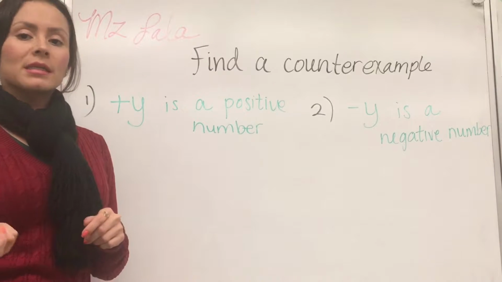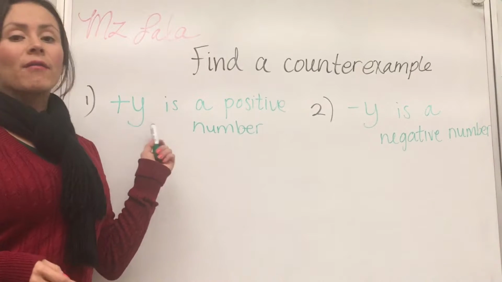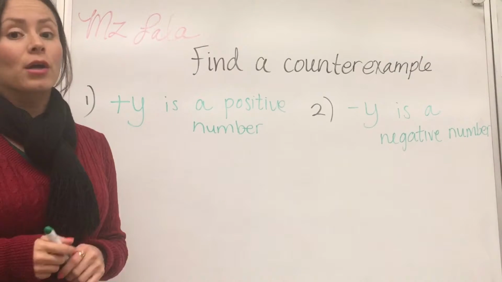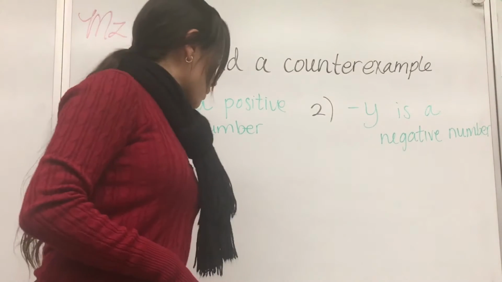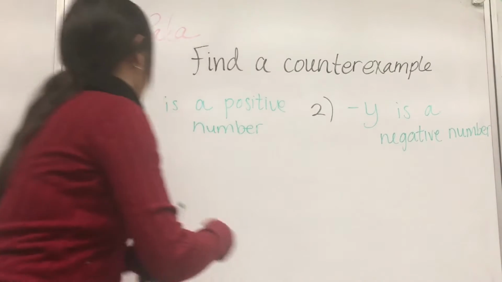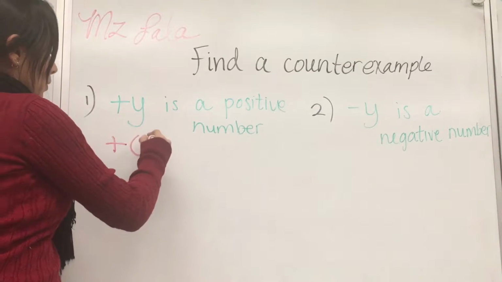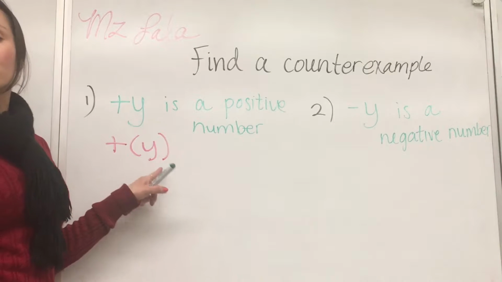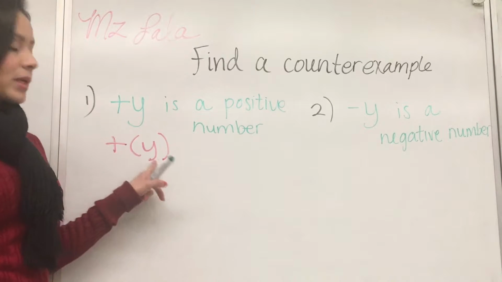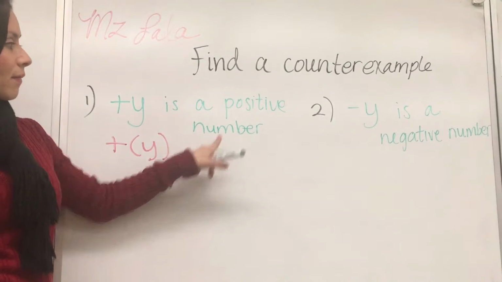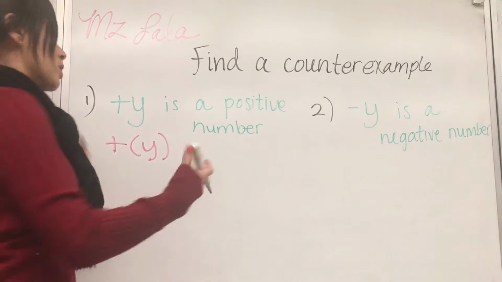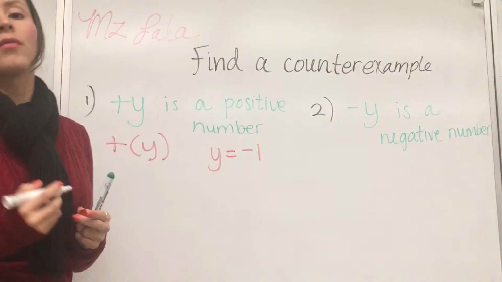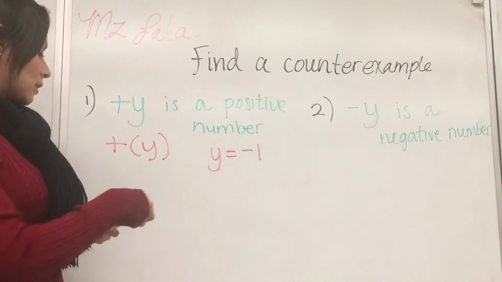Again, in previous lessons, I've always told you, whenever you have variables, what do you always do to the variables first? Yes, enclose them in parentheses. Therefore, we will have positive, parentheses, your variable. Now, what can we substitute into y? This becomes actually a negative number, not a positive number. So I'm going to plug in -1 into y. So what happens when I do that?